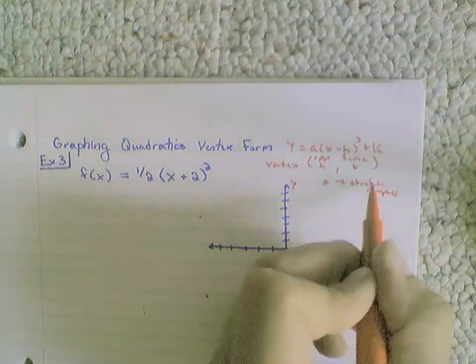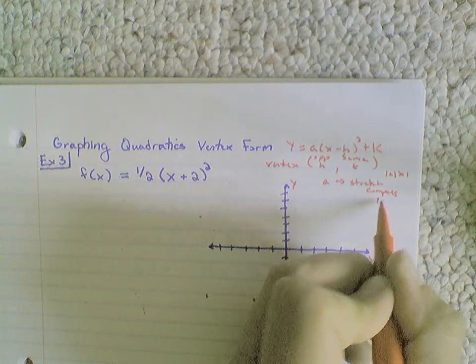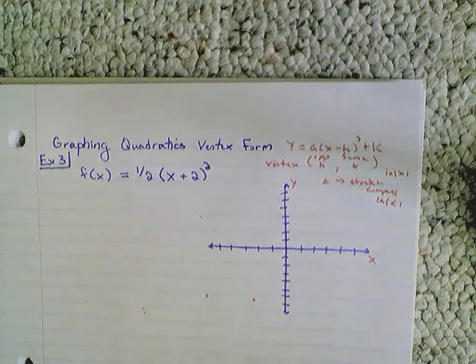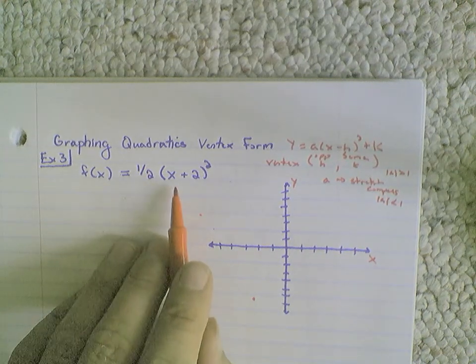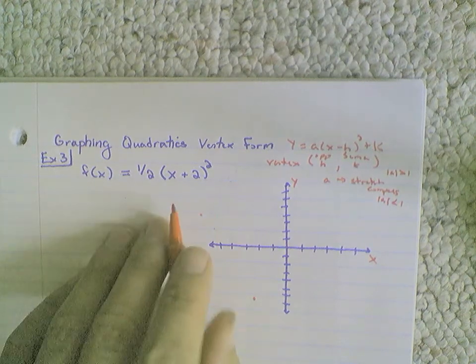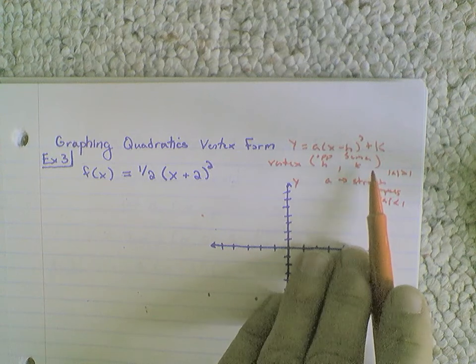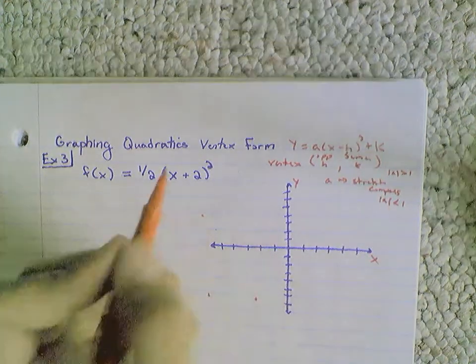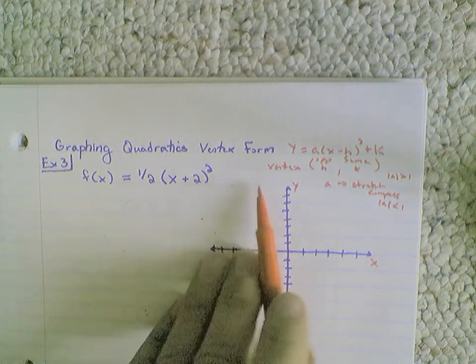Remember, a will stretch the graph if it's bigger than 1, and it will compress the graph if it's less than 1. Alright, so let's look at our example here. I'm given the function f of x equals 1/2 times x plus 2 squared. So if I want to find my vertex, I want to find the opposite of h, the same as k. Well, in this case, you'll notice that I have an a and h, but there's no k over here.